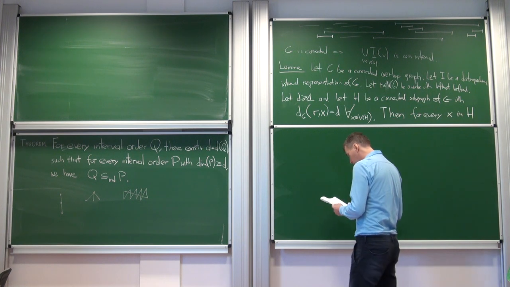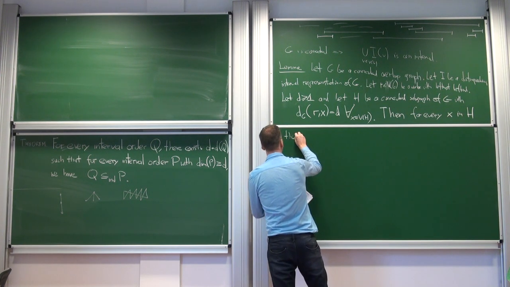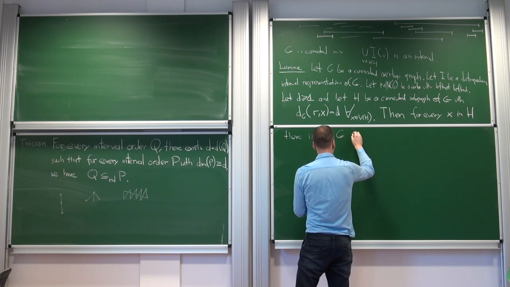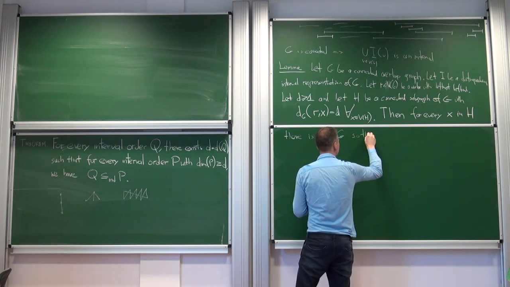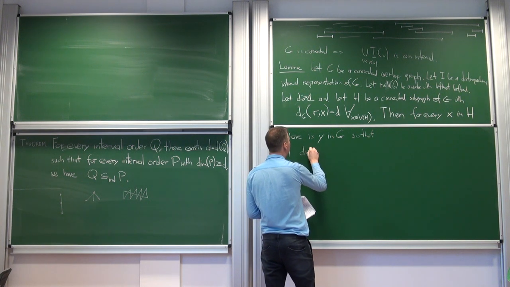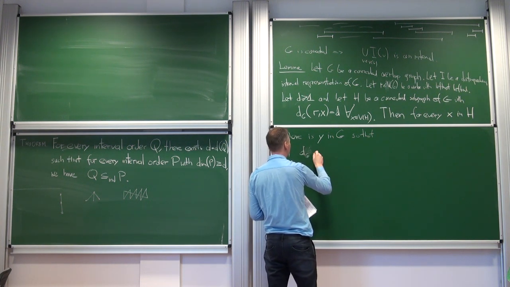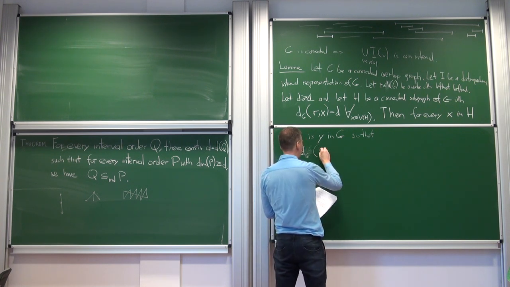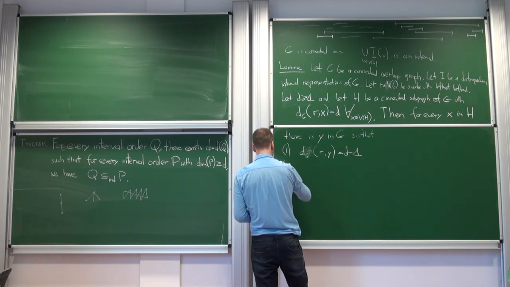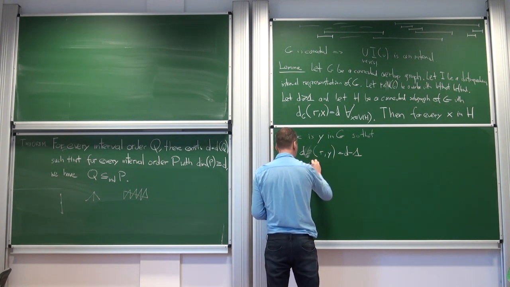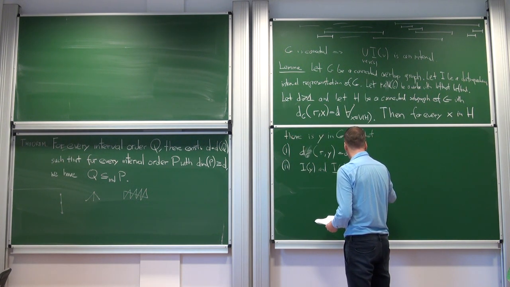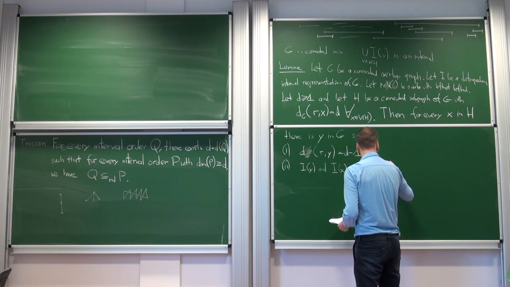So for every x in H, there is y in G such that, point one, the distance, I denoted distance with D, distance in G between R and y is d minus 1. Point 2, I_y and I_x, so the intervals corresponding to the vertices overlap, which just means that xy is an edge in the graph, yeah?